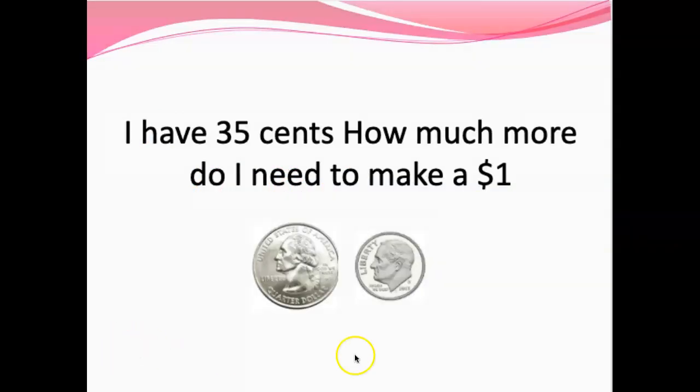Okay, so what I said before is we're going to be adding. So let's add to this 35 cents until we get to 100 cents, or $1. When I think about this, first I'm going to add a nickel. So 35 plus 5 more is 40. Then I can add a dime to make 50. Then I can add 2 quarters to make another 50. And that will give me $1.